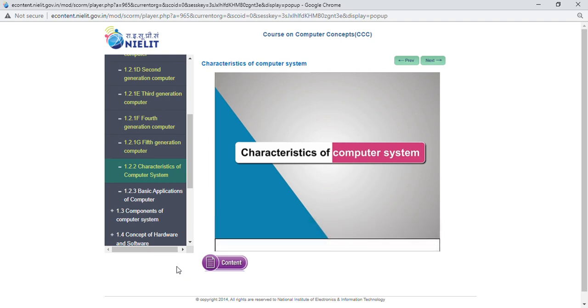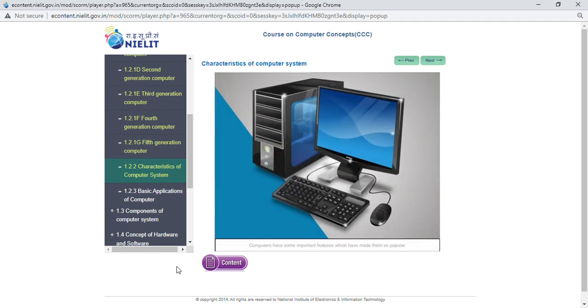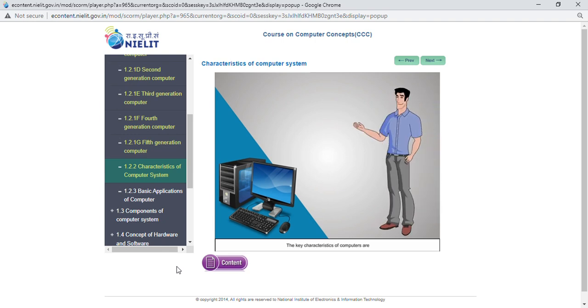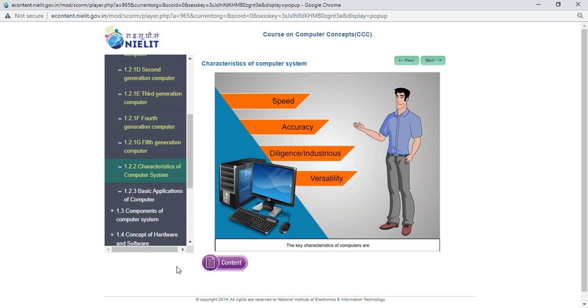Characteristics of computer system. Computers have some important features which have made them so popular. The key characteristics of computers are speed, accuracy, diligence or industriousness, versatility, and storage capacity. These features are basically the reasons for which the computers were originally built.